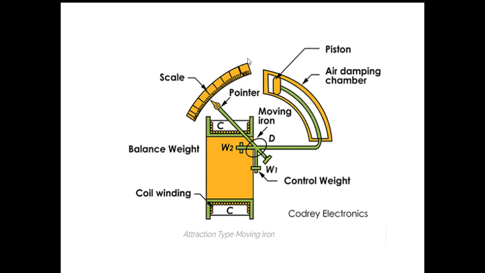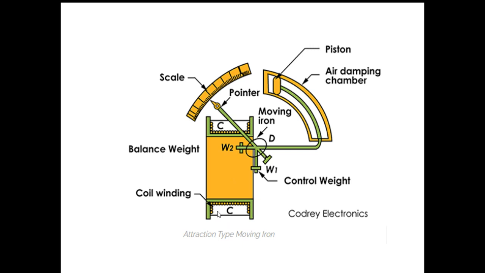Initially, when we send current through the coil, the coil gets magnetized. When it is magnetizing, it establishes a magnetic field. Here we have placed an iron piece. When the magnetic field is established, the iron piece will move towards the magnetic field. When this iron piece moves, the pointer will deflect on the scale.